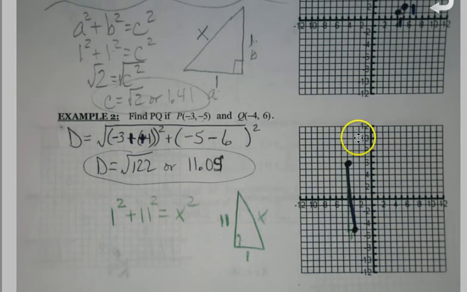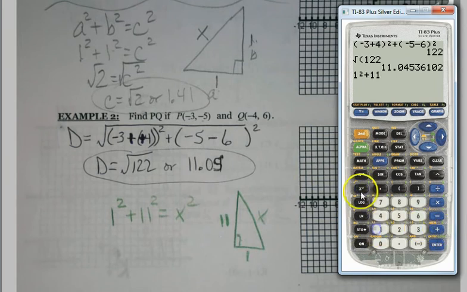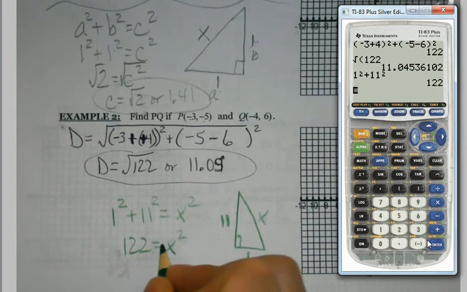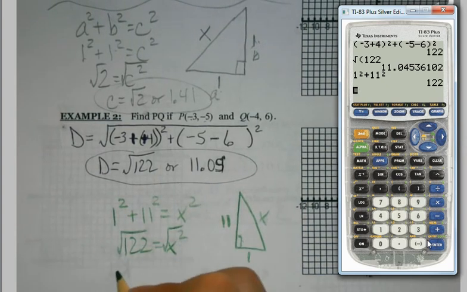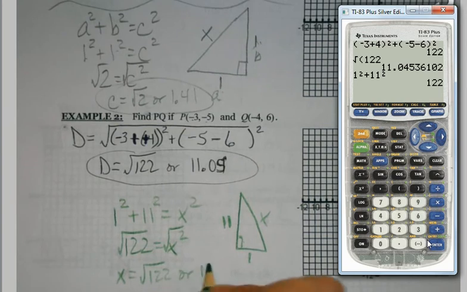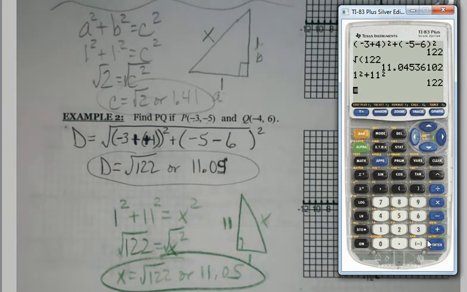And if I add up 1 squared and 11 squared, there's that 122 again. And I do the square root and I get the same answer again, whether I do that or I punch the number in and I get the decimal. So you have a choice on any of these.